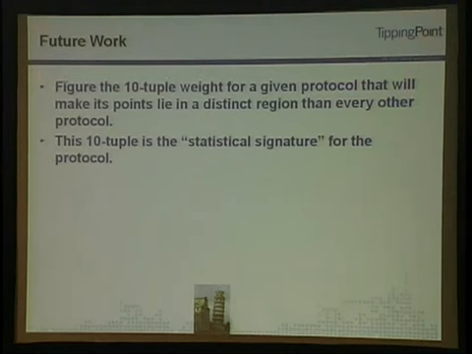And what we are planning to do in the future: right now, all the coordinates were scaled to a maximum of 2,000, so one coordinate was not weighed much more than the other. What we are planning to do is a weighted scaling of the coordinates. We have a 10 tuple, a set of 10 values, which can act as weights to each of these scales. Ideally, let's say you take Skype traffic, we want Skype to lie in a really distinct region in that 10-dimensional space compared to any of the other protocols. And we can use the scaling to do that.